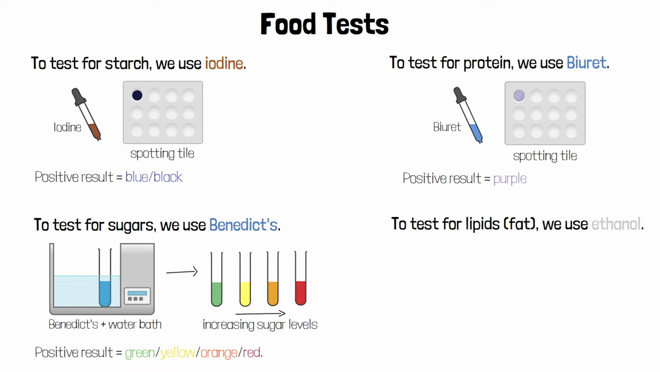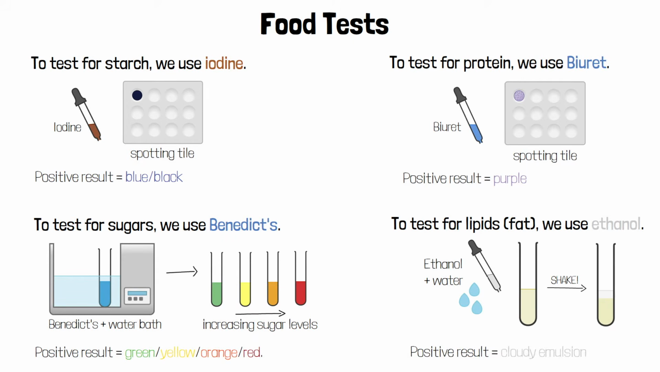To test for lipids or fat, we use ethanol, which is a colourless liquid, and water. We add a few drops of ethanol to the sample in a test tube, add water, and shake. A positive result for lipids is a white, cloudy or fatty layer forming, known as an emulsion. With a negative result, no emulsion forms.